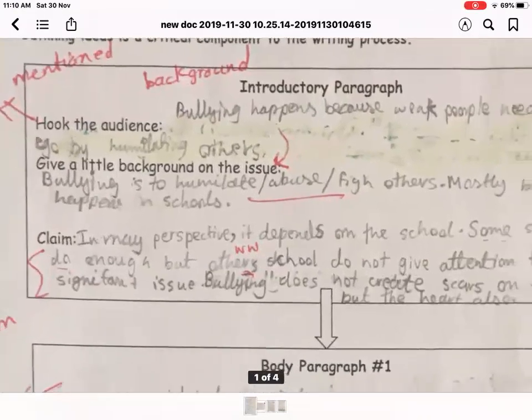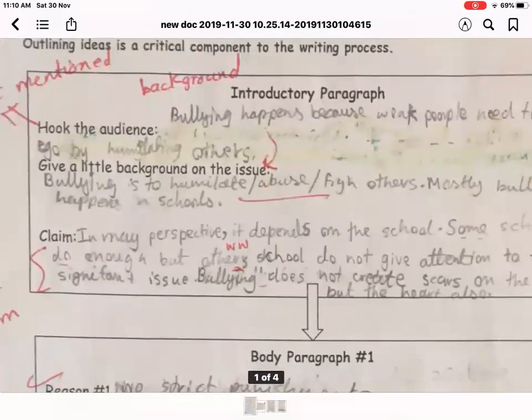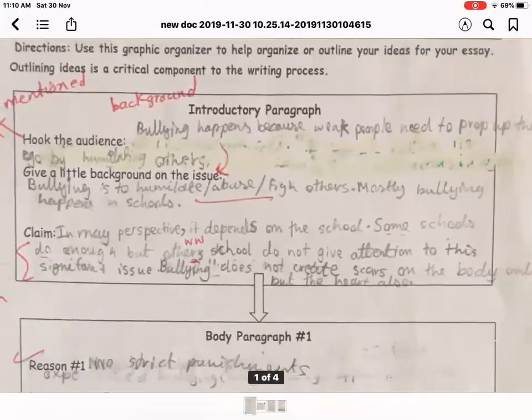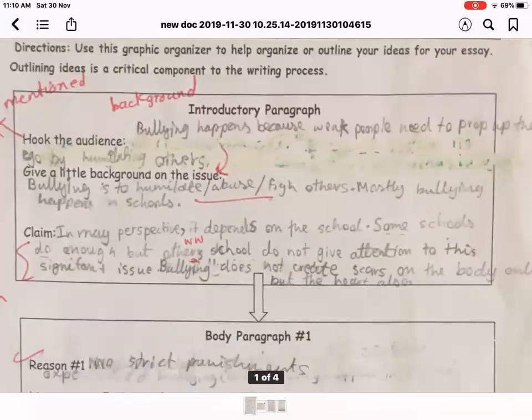Second sentence is the background. He wrote here, "bullying is to humiliate, abuse, fight others. Mostly bullying happens in schools." So this is a suitable background. So he has a background, but he doesn't have a hook.